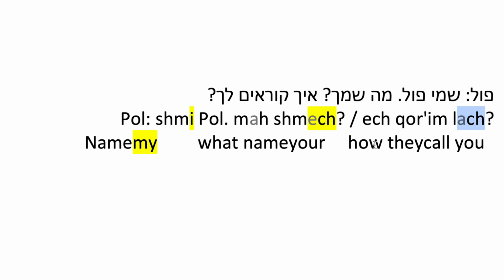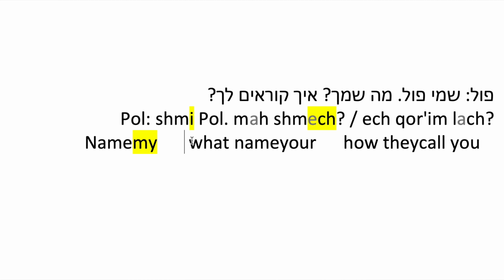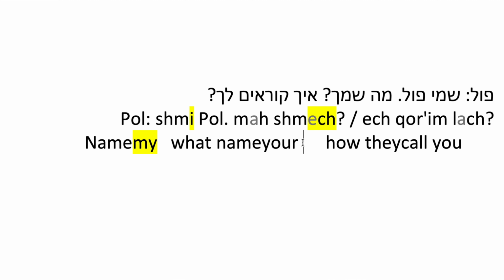I'm just going to write that down for you. That's the feminine form, because Paul, as a guy, asks Daniela, and so he needs to use the feminine form to address her. And the same applies here.